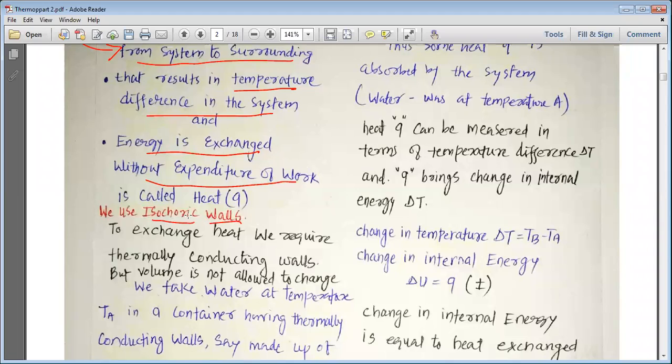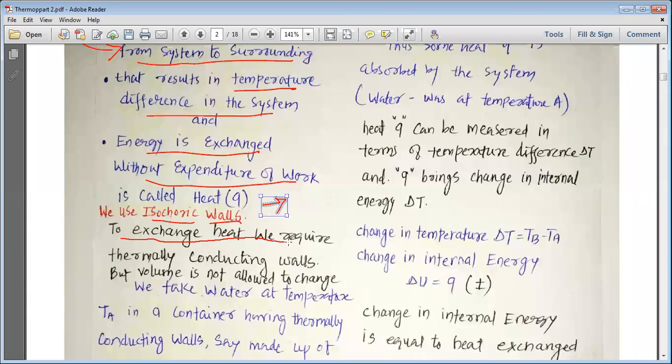See, isothermal means temperature constant. Isobaric means pressure constant. Isochoric means volume constant. And adiabatic means heat content constant. So we use isochoric walls to exchange. Isochoric walls means we do not allow the volume of the system to be changed. So this is how, my dear students, we understand about the isochoric walls.